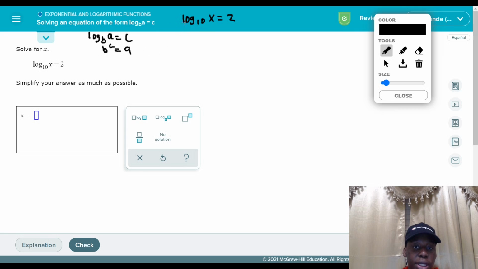So in this case, b is 10, right? a is x, c is 2, right? So for this to work, we have to say x equals 10 to the power 2. So this is 10 to the power 2 equals b to the power c equals a. a here is x, right? I was asked to find x, so x in this case is just 10 to the power 2, which is 10 times 10, which equals 100. Okay, so let's check that out.